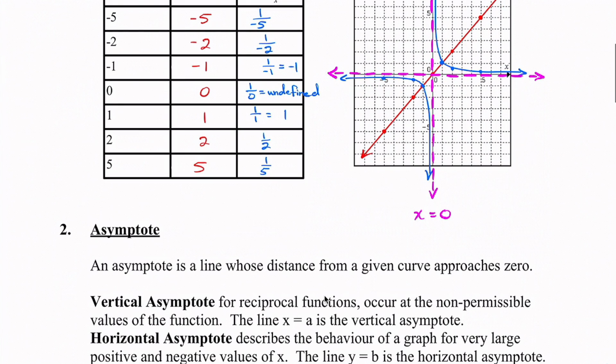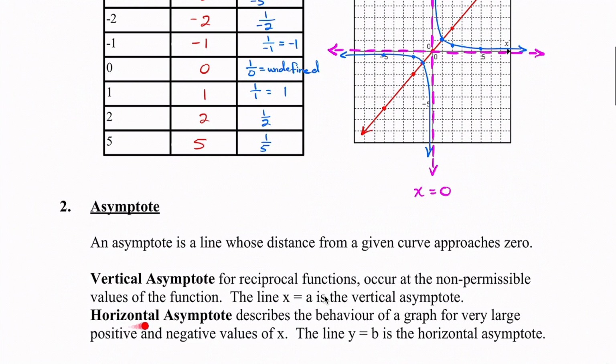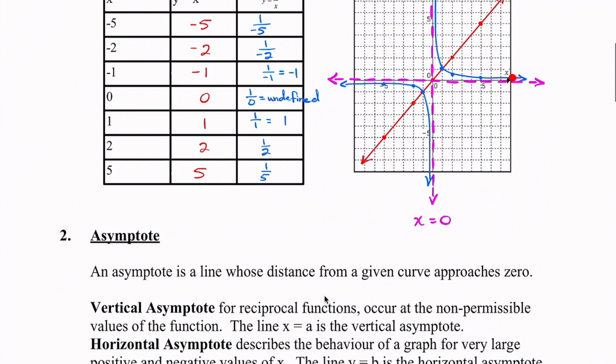The next point describes a horizontal asymptote. A horizontal asymptote describes the behavior of a graph for a very large positive and negative value of x. The line y equals b is the horizontal asymptote. So that is going to be right here on this one. So that is the line y equals 0. And for all of our graphs, actually, the horizontal asymptote is always going to be at y equals 0.